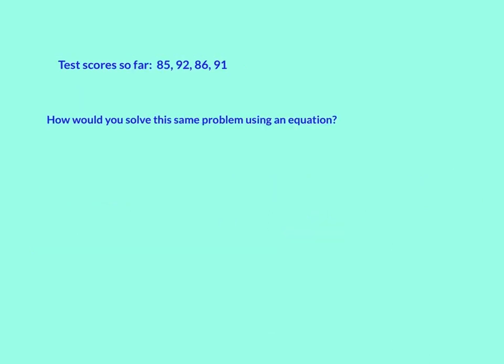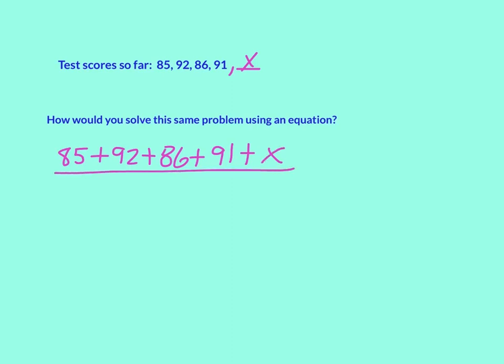We could model this same idea using a variable and an equation. To set up your equation, think about how you would actually solve the problem. You know that you would add your 5 scores together, but in this case, we'll make our 5th score an X to represent the 1 score that we don't yet know. Once we get our total, we would divide by 5 because that's how many scores there are, and we would want to get an average of 90.